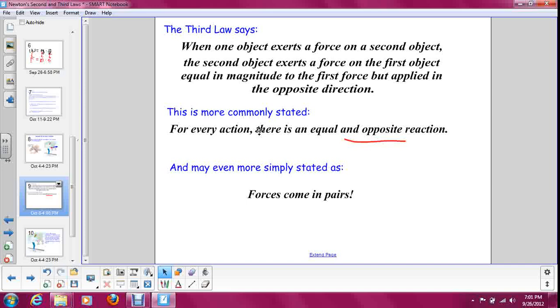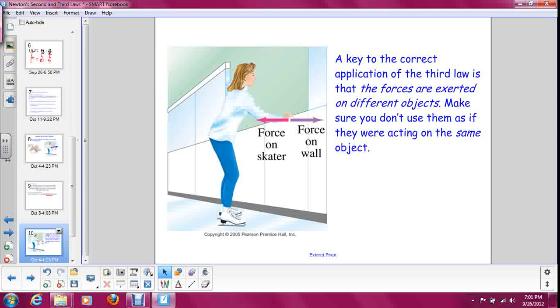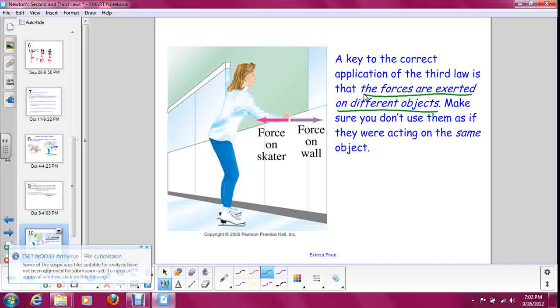The really important part about this is that these forces are acting on different objects. They are not acting on the same object. Forces are exerted on different objects. This is going to be a sticking point for a lot of you. So make sure you don't try and use them as if these two equal and opposite forces are acting on the same object.